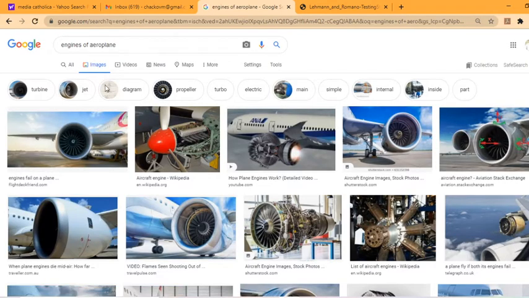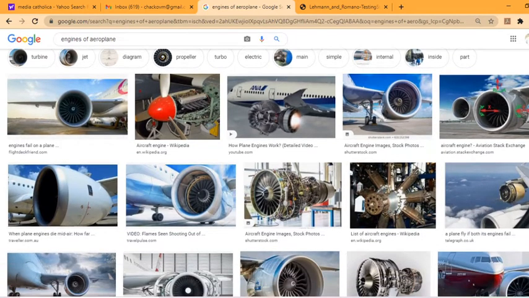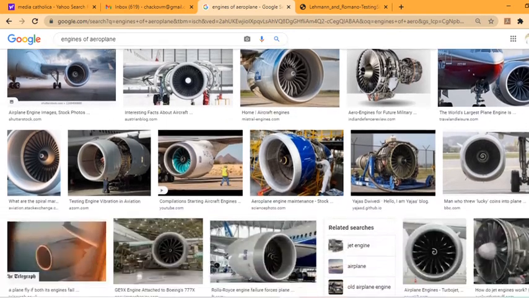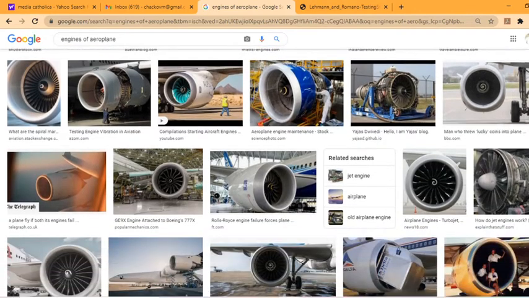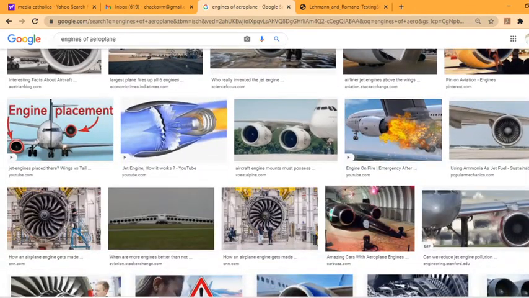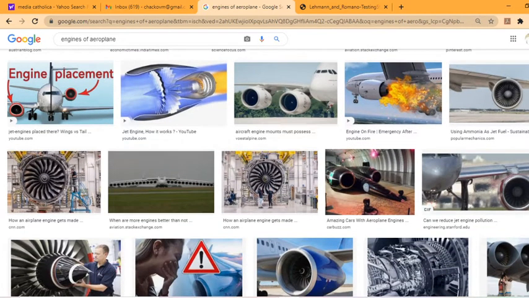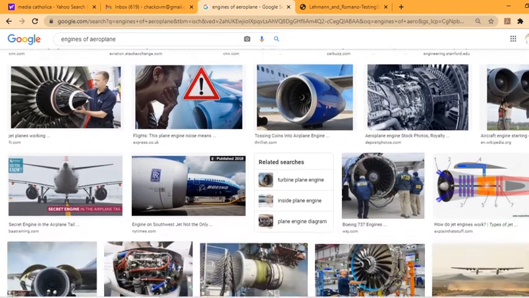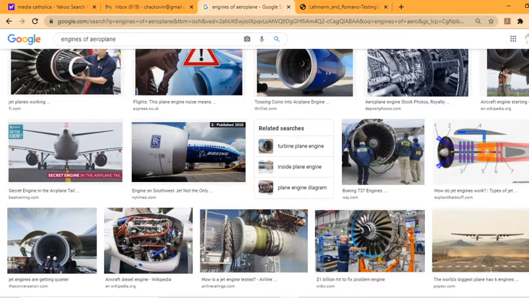These are some working engines of aeroplanes. At least two or three engines are actively working when a flight goes. So two or three engines will be available. And what is the need of putting two or three engines in the aeroplane? It is a risky job to fly an aeroplane through the air.